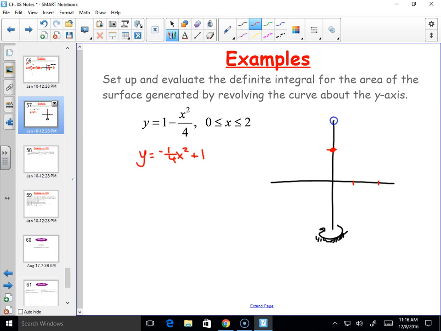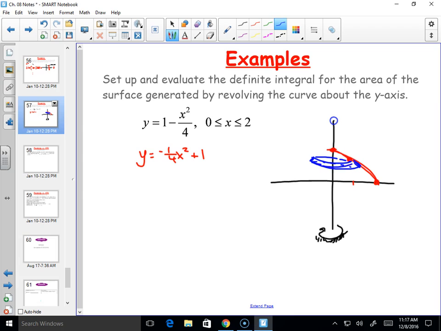Then I need 1 and 2 because in my interval, 0 to 2. So I could just plug in 1, which would be 3/4. And then if I plug in 2, then I have 0. There we go. That should be a little bit more curved, but that's okay. And he's revolving this a bit. It's gonna be like an upside down bowl. It's a paraboloid.